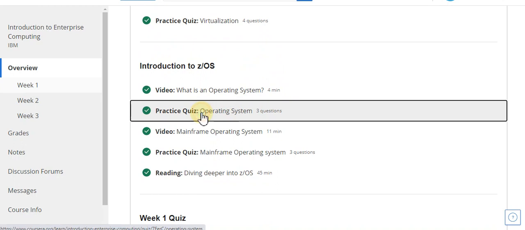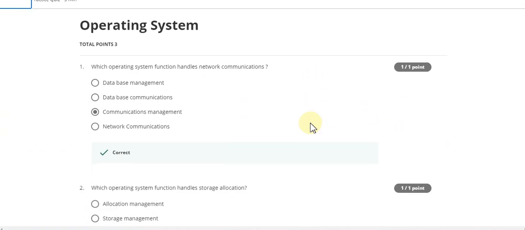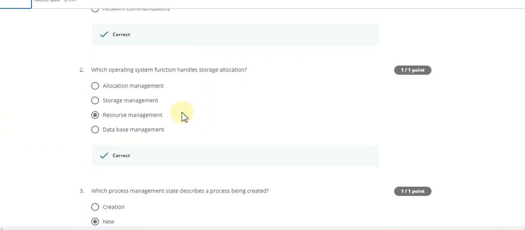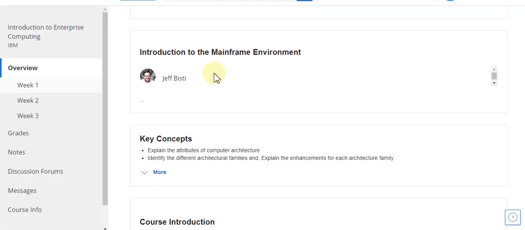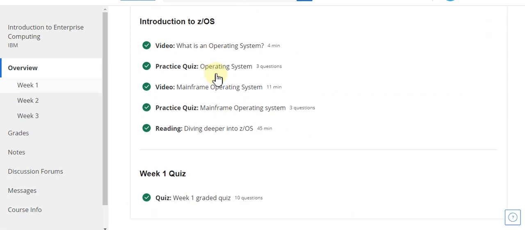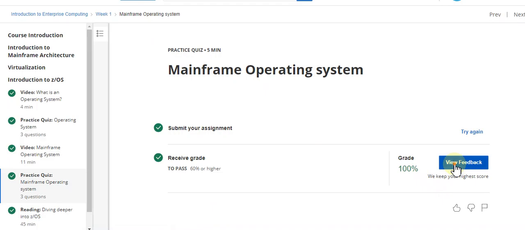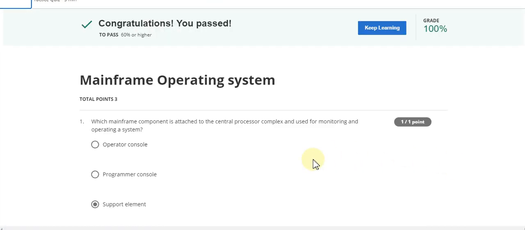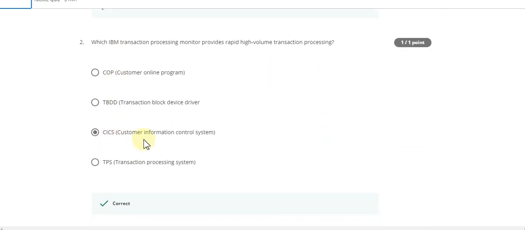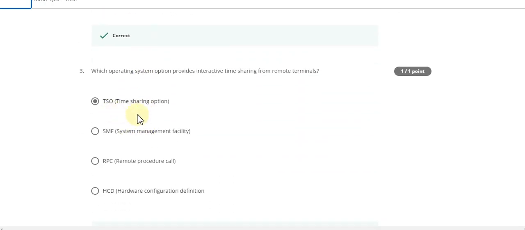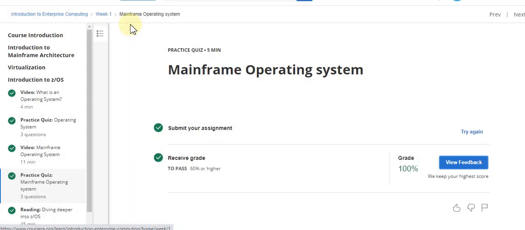Practice quiz, operating system. Question number 1 answer is communication management, second is resource management, and the third is new. Now discuss week 1 part 4, which is the mainframe operating system. First question answer is support element, the second is CICS, and the third is TSO, Time Sharing Option.